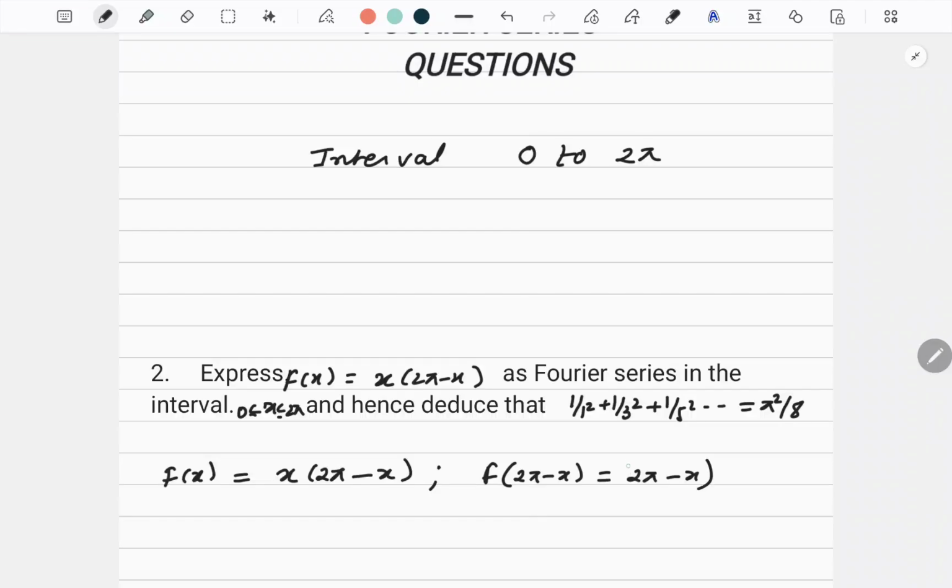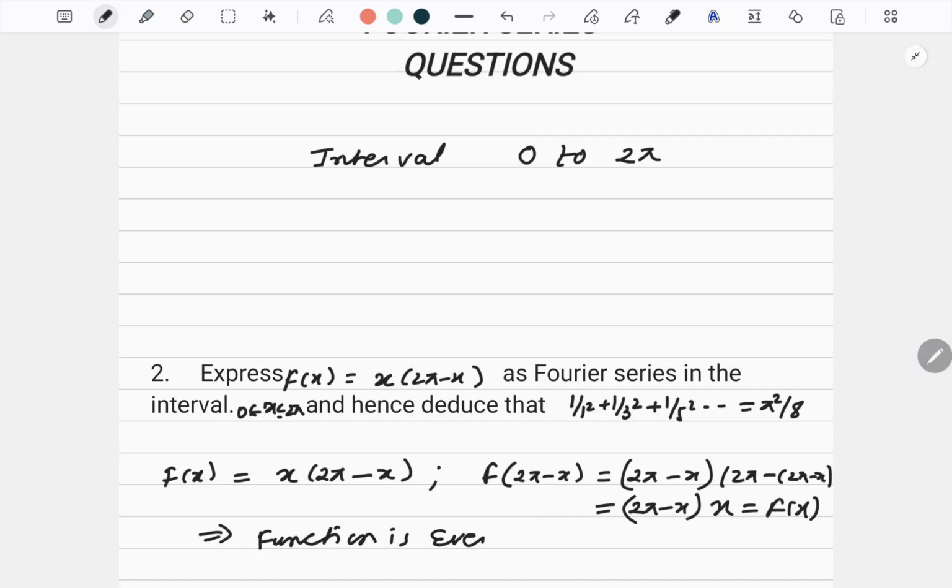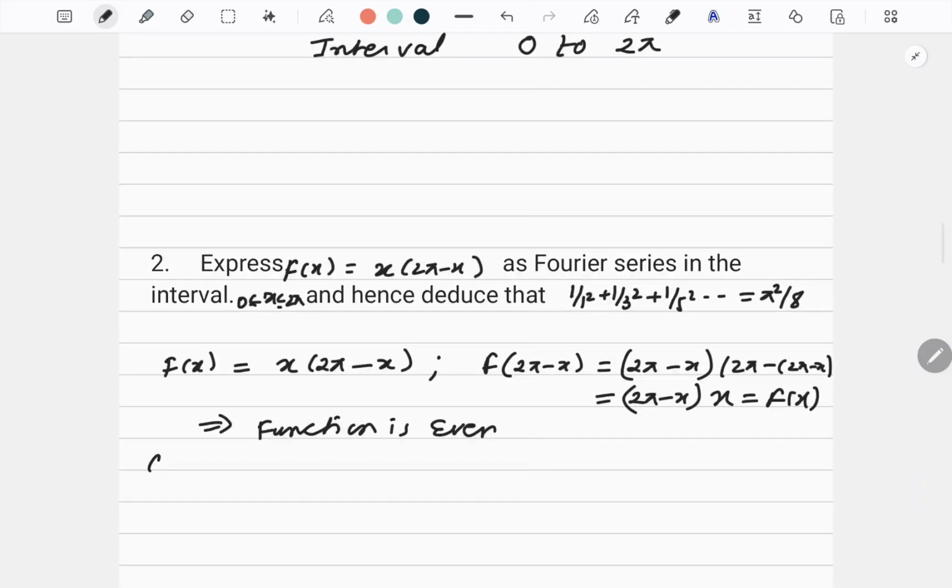Let's see what I get if I do so. In place of x I am putting 2 pi minus x, so I get (2 pi minus x) times (2 pi minus (2 pi minus x)). Here 2 pi and 2 pi got cancelled, leaving x. If you observe, this is exactly the same as f(x). So f(2 pi minus x) is equal to f(x), which implies that the function is even.